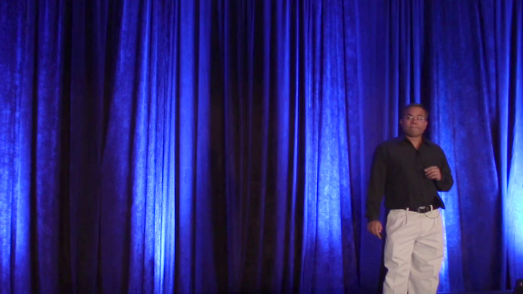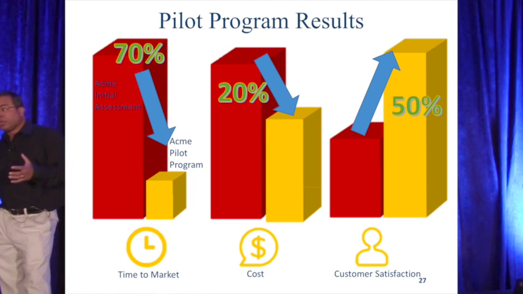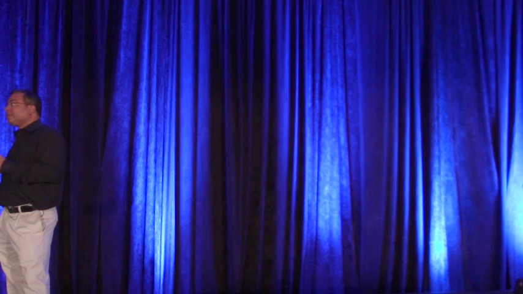After 6 months, it turns out the results are really good. Time to market, how did they do? 70% dropped in time to market. So they're looking at a 70% drop in time to market. Costs are lower and customer satisfaction is doubled. Granted, this is only on 5 projects, but very, very good results.